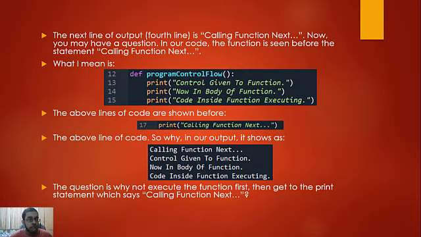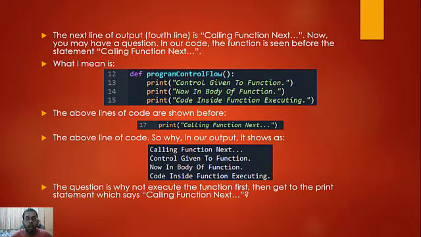Now you may have a question. In our code, the function is seen before the statement calling function next. What I mean is define program control flow, print control given to function, print now in body of function, print code inside function executing. The above lines of code are shown before print calling function next, the above line of code. So why in our output does it show as calling function next, control given to function, now in body of function, code inside function executing?